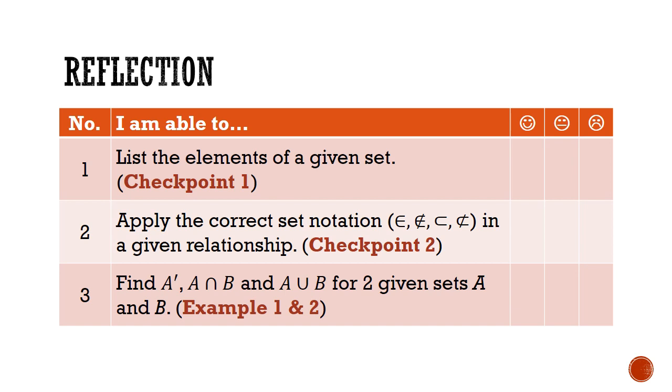Before we end, let's go back to the beginning. Let's reflect on the success criteria that we set out at the start of the lesson. Are you now able to list out the elements of a given set, apply the correct set notations for given relationships, and find the complement set, the intersection, and the union for two given sets?